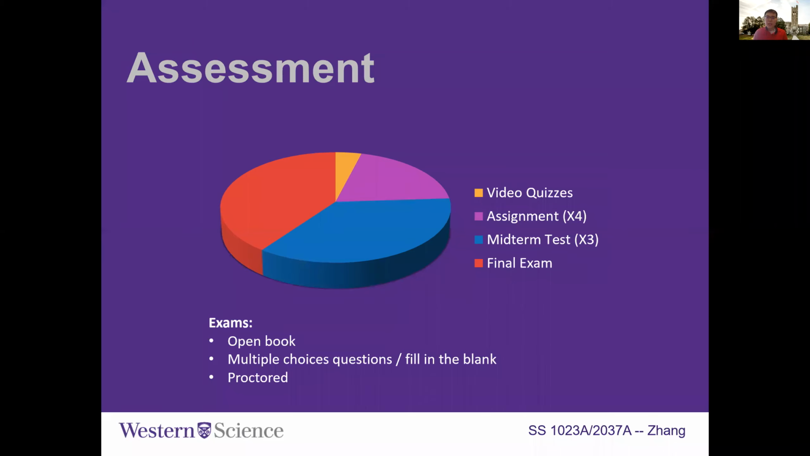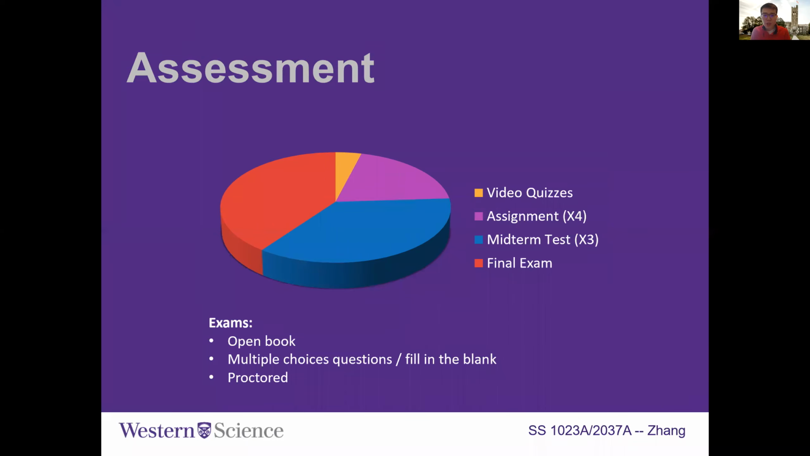So when you say exam or open book, is that a final exam or the midterm? So it's for both. All of the exams will be open book. And how long in advance will we know about the assignment? Usually about 2 weeks prior to the deadline.